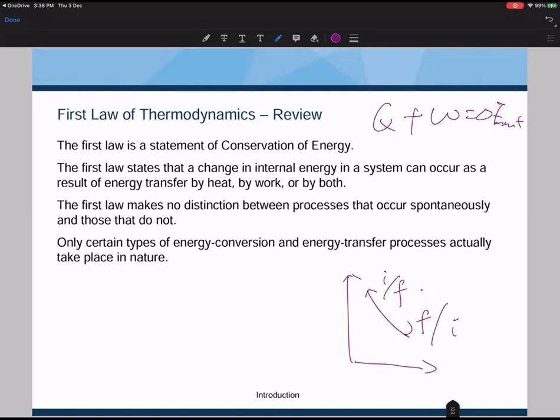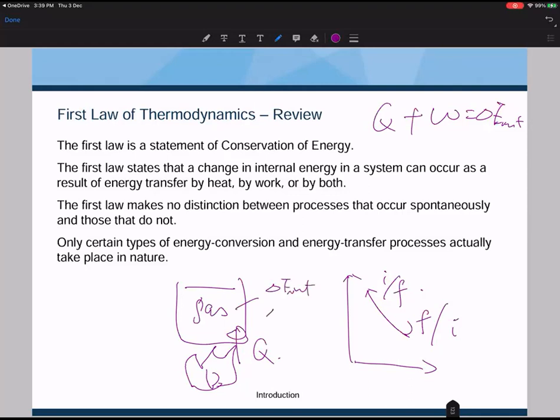But we know for some of the processes, this does not seem to be the case. Say, for heat transfer, you can always allow the heat transfer from a hot region to a cold region. So if you try to heat up a gas by a flame, there is a Q, and of course there would be internal energy change and work done.